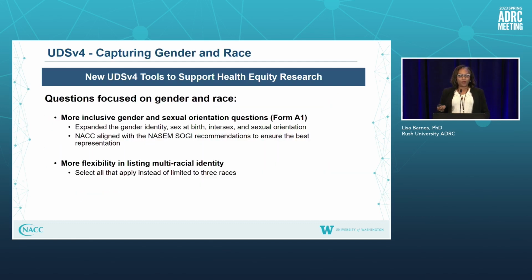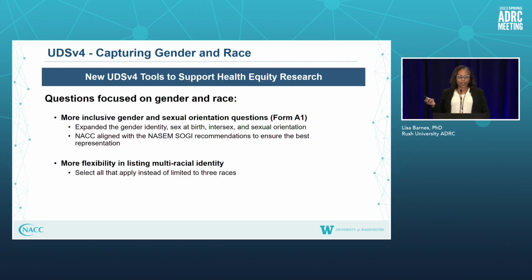We also have a number of questions focused on gender and race, so we can be more inclusive. We also ask about sexual orientation. So we ask about gender identity, sex at birth, intersex, and sexual orientation. And NACC aligned these questions with the questions from the National Academies to ensure the best representation.